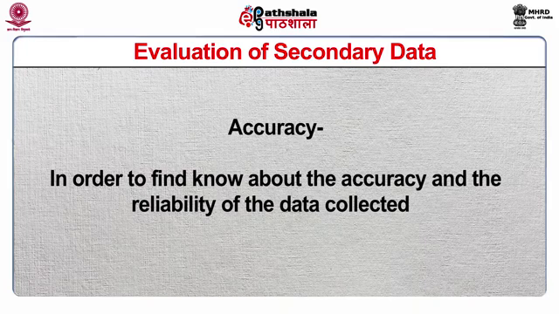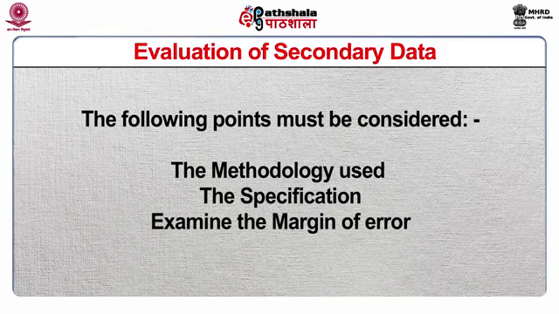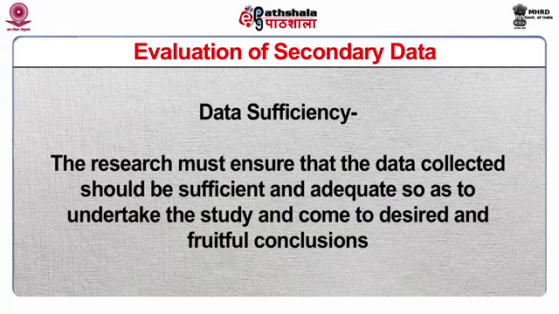The fourth, accuracy. In order to find out about the accuracy and the reliability of the data so collected, the following points must be considered. That is, the methodology used, the specification, examine the margin of error. The fifth point is the data sufficiency. The research must ensure that the data collected should be sufficient and adequate so as to undertake the study and come to desired and fruitful conclusions.